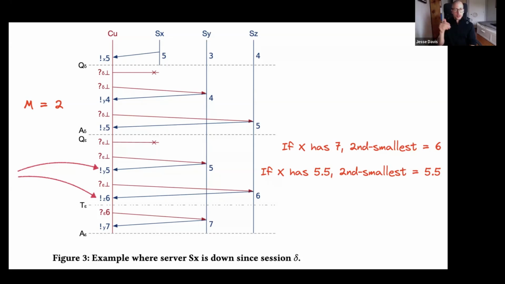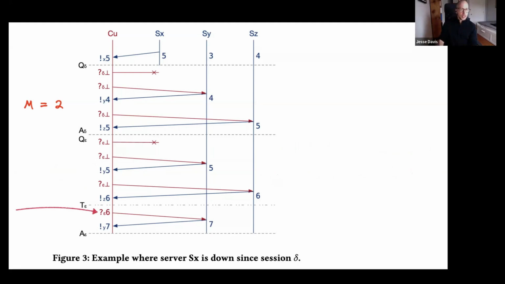Or what if server X has a timestamp of 5.5? Because timestamps don't have to be integers. And this is one of the things that I didn't like about the paper, is that it springs on us now that timestamps don't have to be integers. But if X is 5.5, then 5.5 is the second smallest out of 5, 5.5, and 6. So the client doesn't know what the second smallest timestamp is for this session, and its solution is something new.